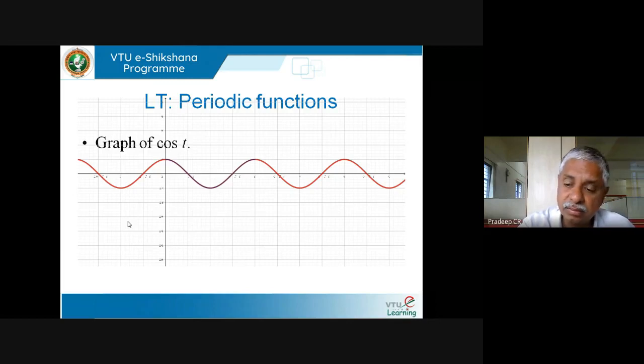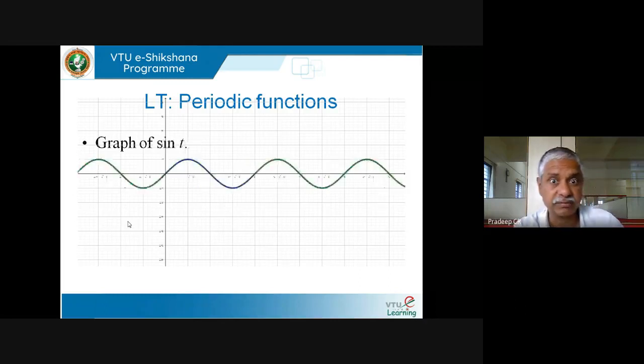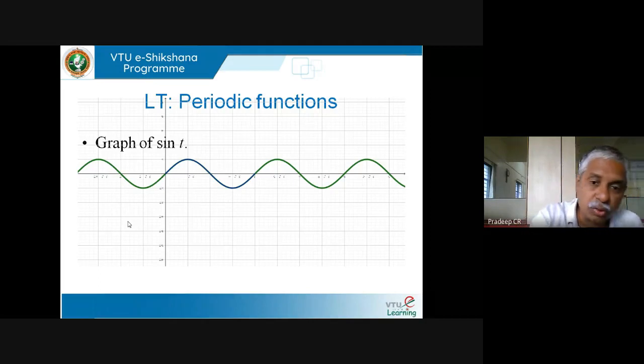Like sine, both sine and cos have the same period. They're not the same functions, of course. They're shifted. There's a phase. In engineering language, you use the term phase lag. They have a phase lag of pi by 2, a phase lag of 90 degrees, pi by 2 radians. So this is a periodic function.